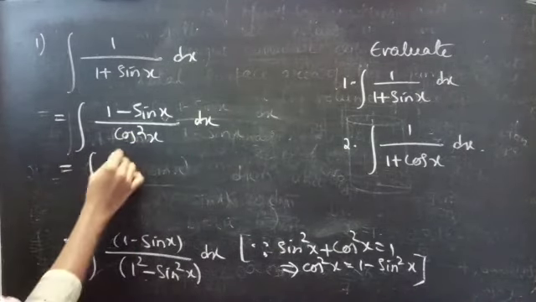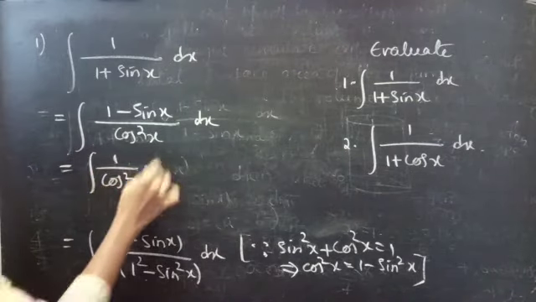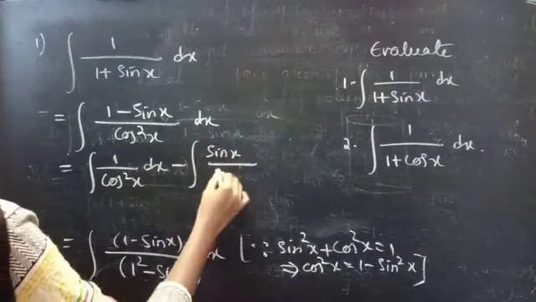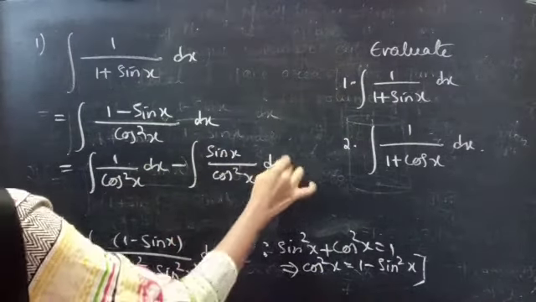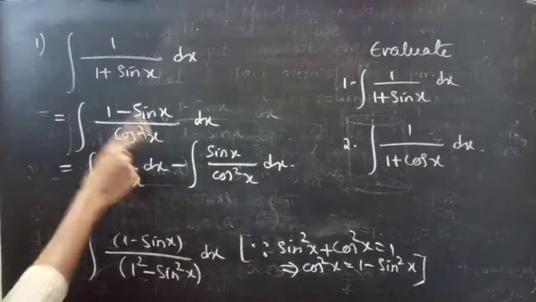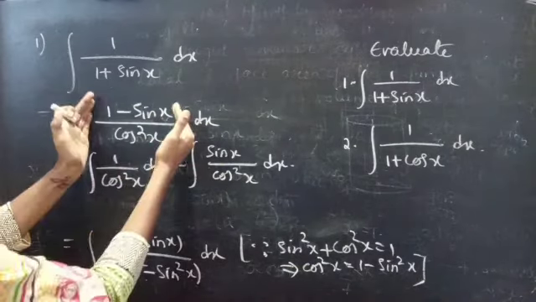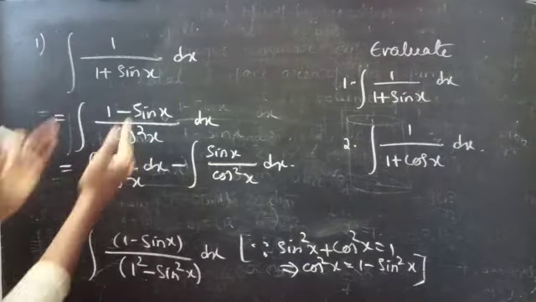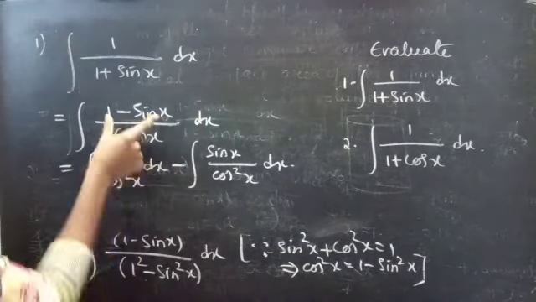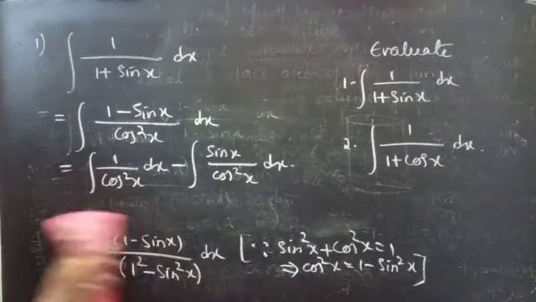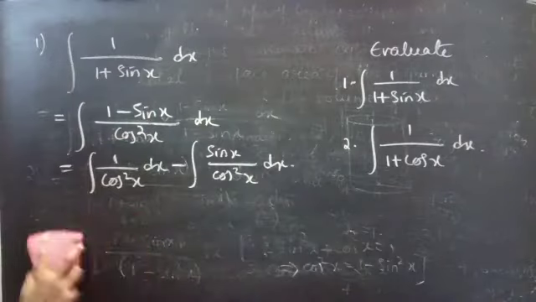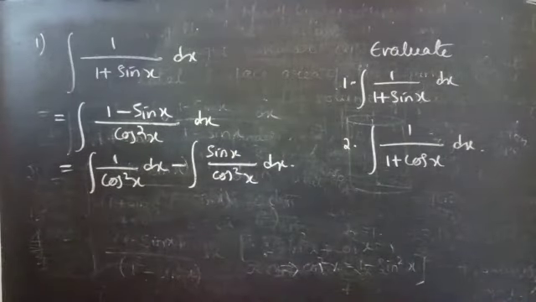So this equals the integral of 1 by cos square x dx minus the integral of sin x by cos square x dx. Since in the numerator you have two terms and in the denominator you have one term, you can split the total fraction into two terms.